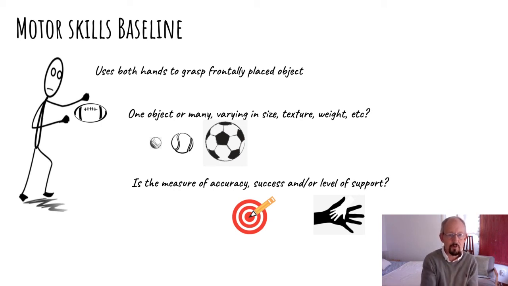So physical support. Therefore, a baseline can have both what I like to call performance measures, accuracy or success in this case, as well as a level of support measure. And the baseline might want to include both, right? So our performance measure would be that on 60% of the time when the child grasps a frontally placed object, varying in size, texture, and weight, they are successful, and 40% they're not.